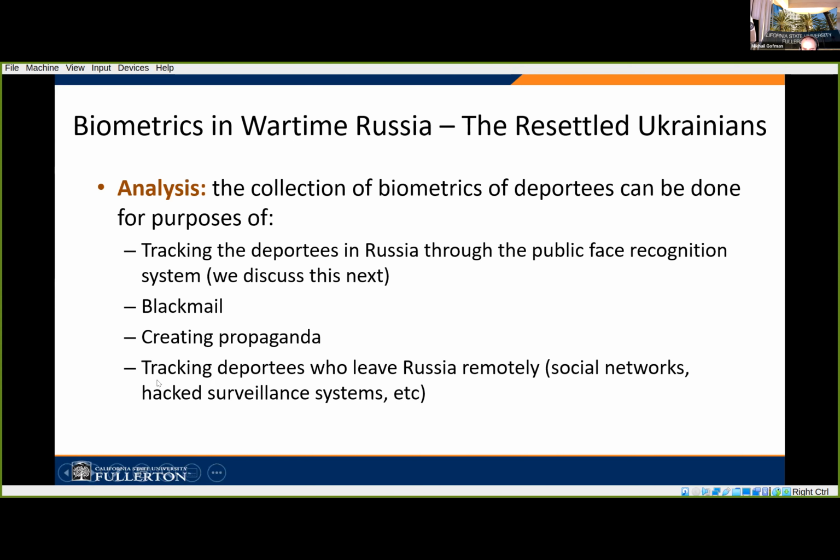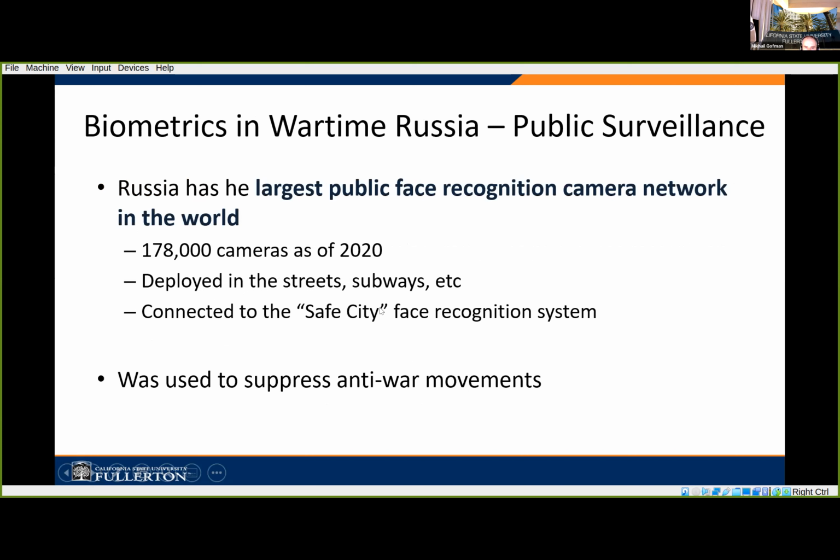Even if refugees choose to leave Russia, which they reportedly are able to do, the fact that Russia has their biometrics is concerning, because they could still track the former deportees on social networks and then blackmail them. They can also monitor them through things like hacked surveillance systems. And in the past, surveillance systems have been hacked.